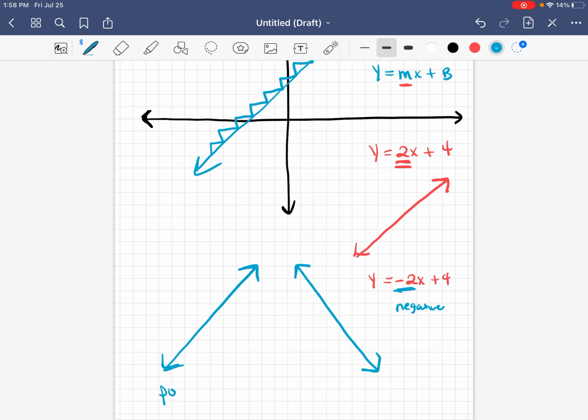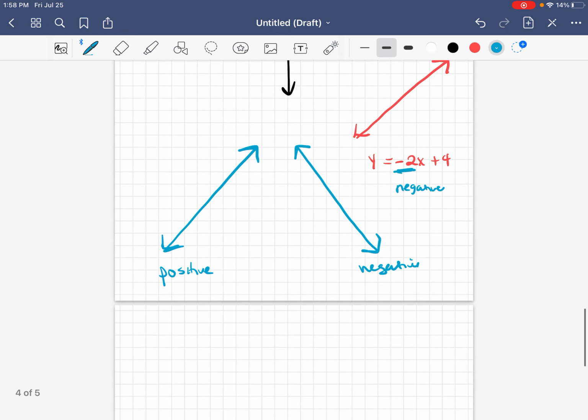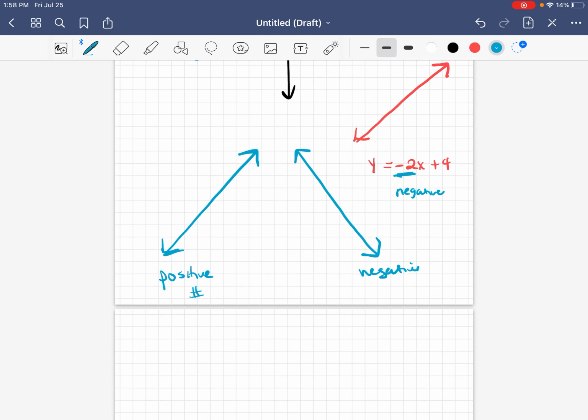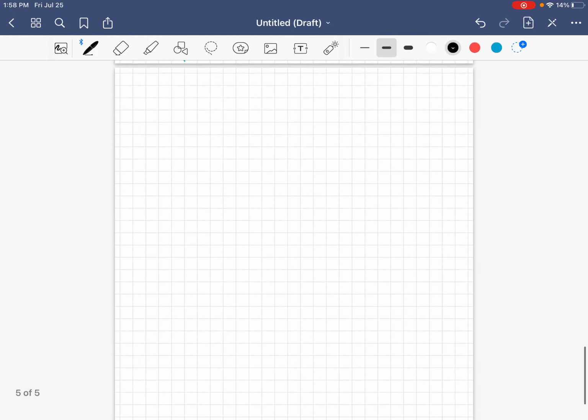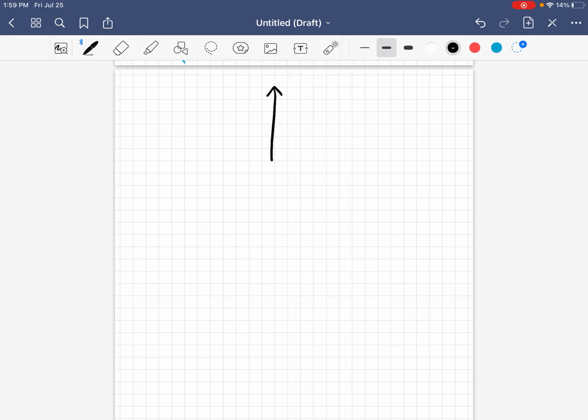So this is a positive slope, if you're taking notes. This is a negative slope. The way you know you have a positive slope is because you'll have a positive number where the slope is. And if you have a negative slope, that means you have a negative number where the slope is. Okay, so how can I look at a line? Say for example, I have this line. How can I look at this line and know whether it's a positive or a negative slope?